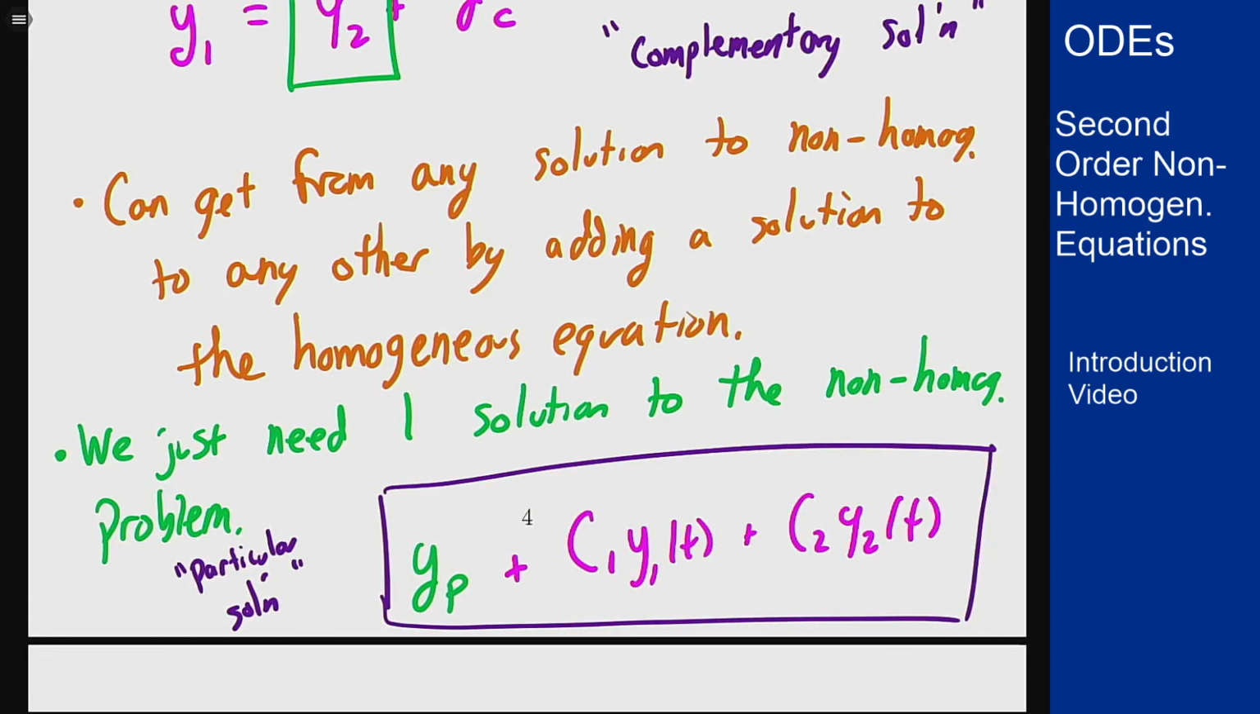So as long as we find one of these yp, we're in good shape. There are a lot of functions that would work, but if I find one in particular, that'll give me enough to be able to set up and solve this problem. And in future videos, we'll look at examples of ways that we can go about trying to find this yp for a given situation.